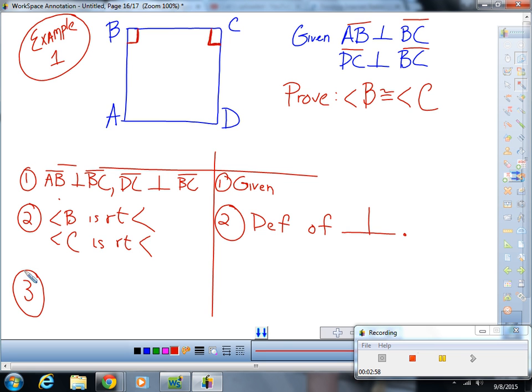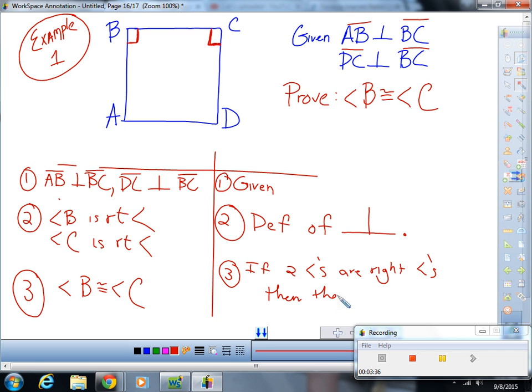Okay? Now, we could do this the long way from here or the short way from here. If we wanted to do the long way, we can say that angle B was 90 degrees, angle C was 90 degrees by the definition of right angle. Then I could say that angle B was congruent to angle C by the definition of congruence. That would be correct, but we want to save ourselves some time, so we can go right to angle B is congruent to angle C, and the reason would say if two angles are right angles, then they are congruent. Boom!